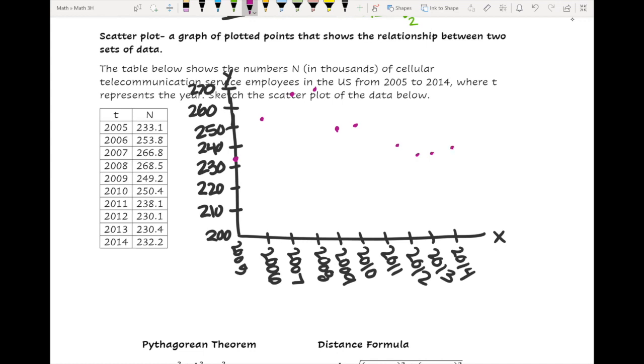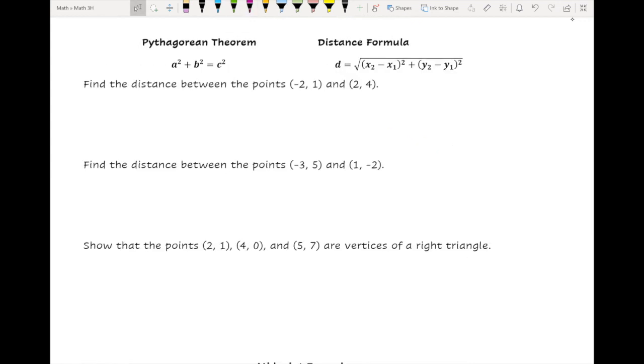So because this is just a set of points, you can't see a line or curve that's connecting any of them. It's just the points. So this is our scatter plot. And the last thing we're going to look at is the Pythagorean theorem and the distance formula. They are so similar. I'm going to show you what I mean by that.